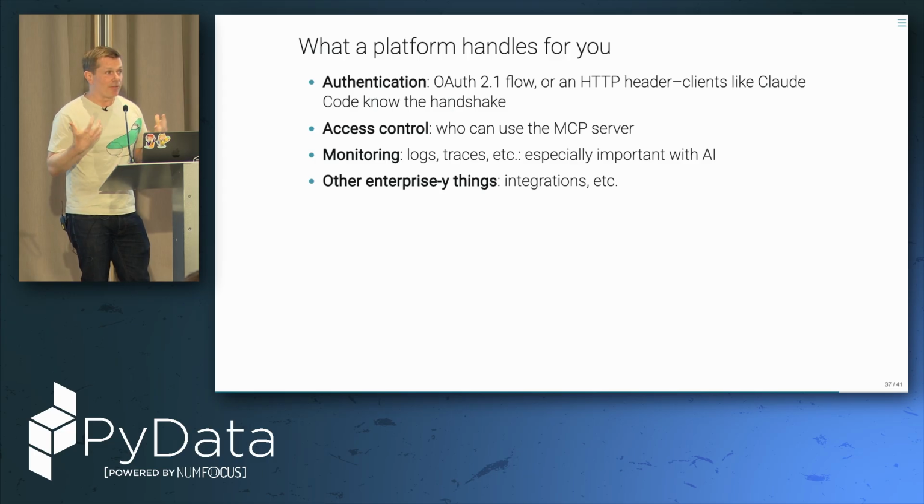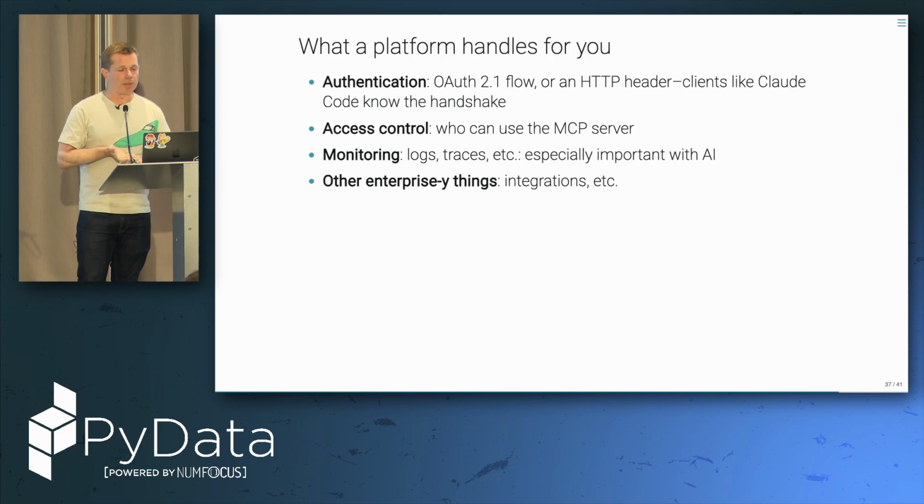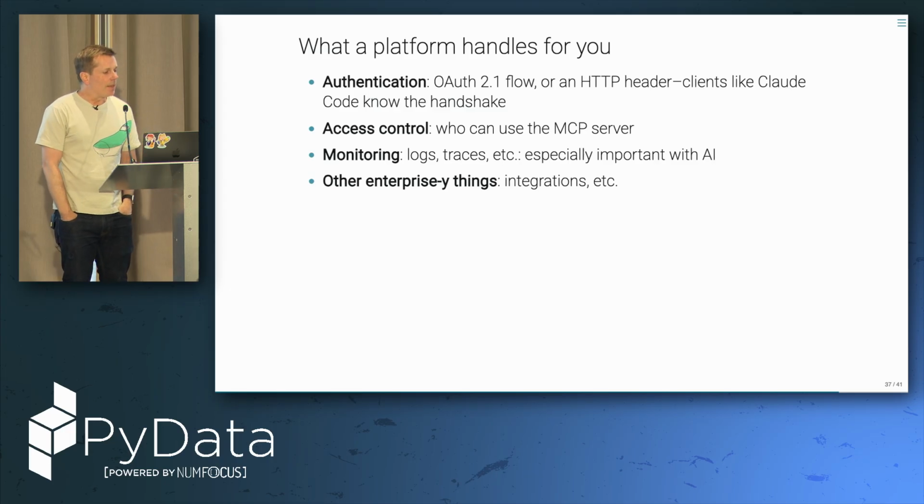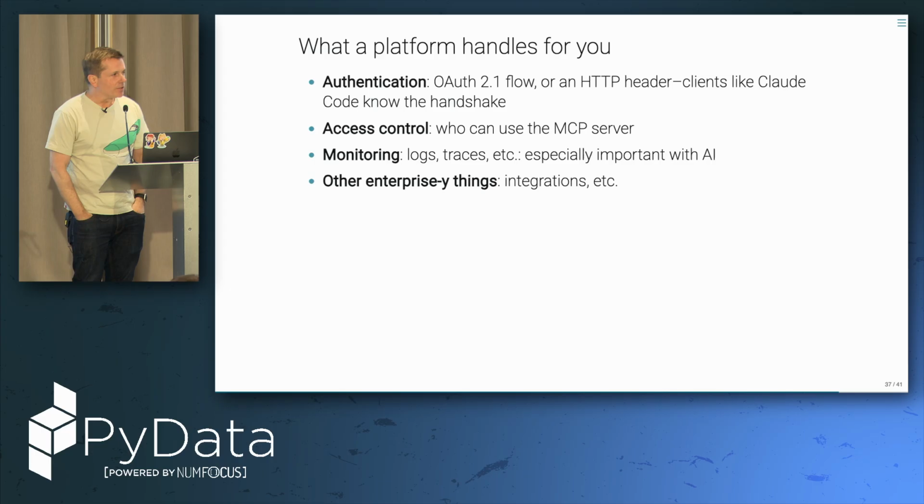Other things you can get from a platform that is designed for deploying things like this is access control. You can limit who has access to this server. We obviously care a lot more about observability and monitoring and all sorts of enterprisey things with AI because of the potential effects of what it could do. And there's other enterprisey things you could do.